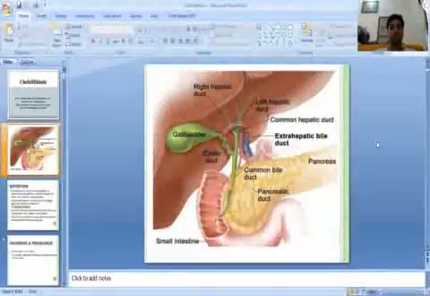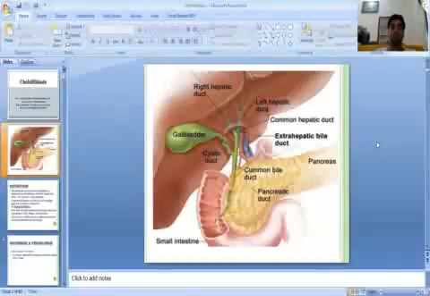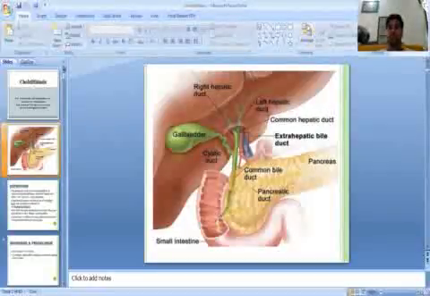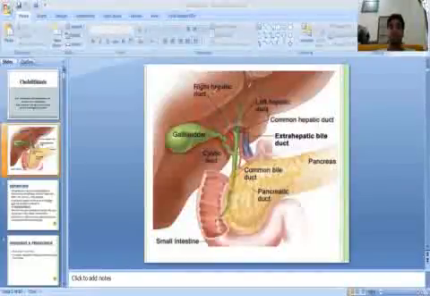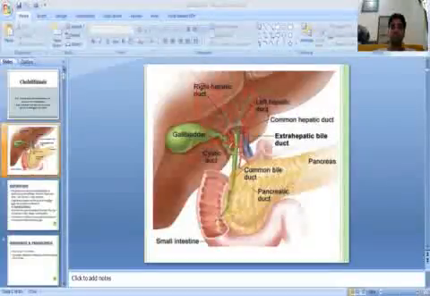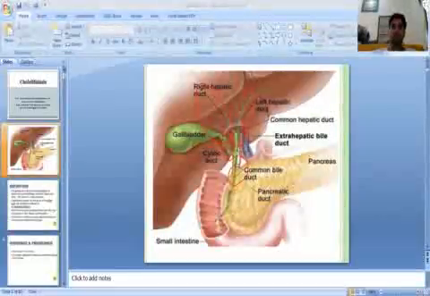In this picture, as you can see, the anatomy of the gallbladder, meaning where the gallbladder is situated. This is the right hepatic duct. This is the left hepatic duct. Both are combined and made the common hepatic duct. The common hepatic duct and this cystic duct are conjoined and made the common bile duct.